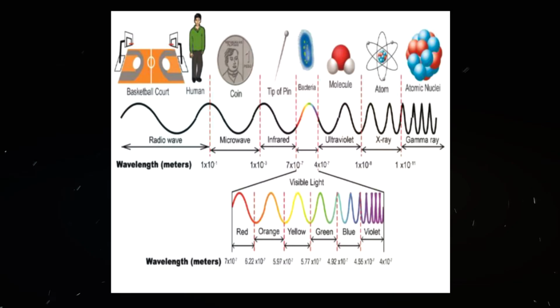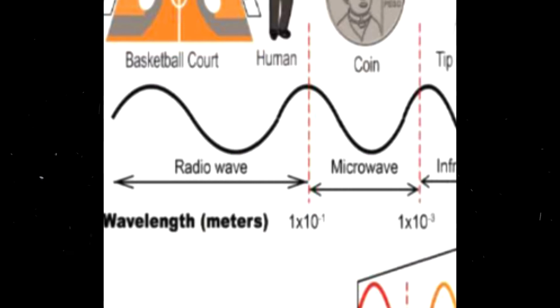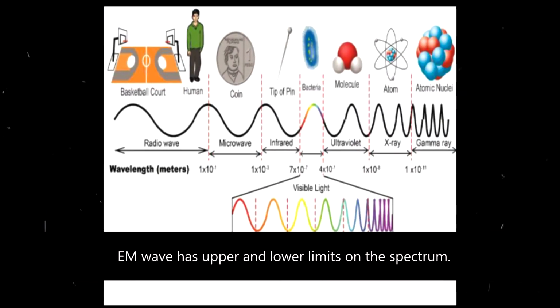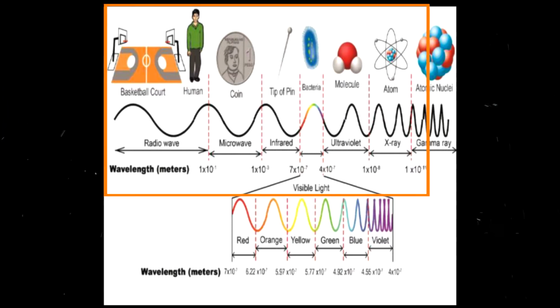Now let's strengthen your concepts regarding the different EM waves by comparing their relative wavelengths and frequencies. Wavelength is the distance between crest to crest or trough to trough. EM waves are bounded at different ranges, meaning each type of EM wave has upper and lower limits on the spectrum. Using this electromagnetic spectrum chart, we will determine the wavelengths of each of the forms of electromagnetic waves. We'll start from radio waves down to gamma rays.